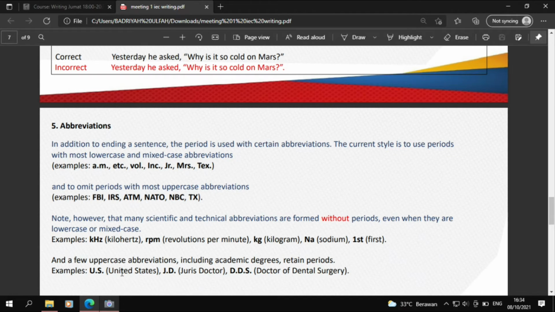And then, a few uppercase abbreviations including academic degrees retain periods. Ini yang paling sering. Singkatan-singkatan huruf besar yang termasuk gelar-gelar akademik, rata-rata pakai titik. U.S., United States, Juris Doctor, J.D., D.D.S., Doctor of Dental Surgery. Kayak kita aja, kalau misalnya kalian udah wisuda, S titik Pd, gitu ya, S.Pd. Kalau misalnya lanjut S2 dikasih titik lagi, koma, M.Pd., M titik, P besar, d kecil titik. Ya, mostly in academic degrees.